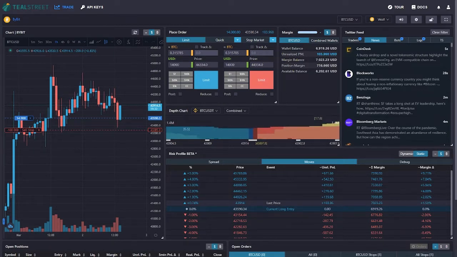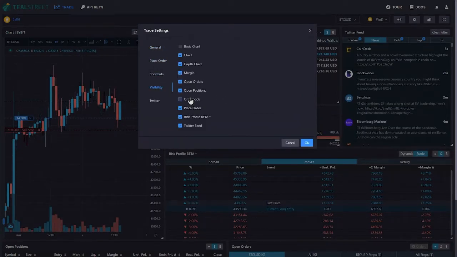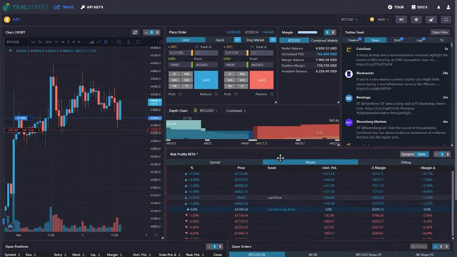First, we're going to start with what Risk Profile does. Risk Profile is a tool that's available in Tealstreet. It is in the trade settings gear. If you go down to visibility and then Risk Profile Beta, that's where you can turn it on. So that opens this component down the bottom right.